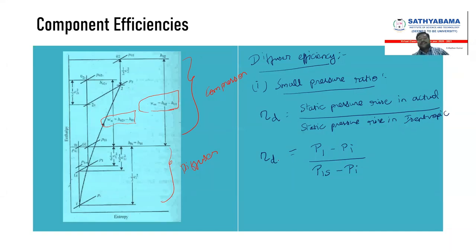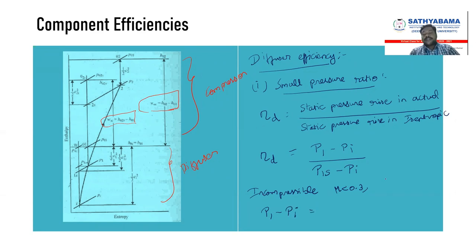In all these things, we are going to find the factor using incompressibility. For all the flow in a turbojet engine or a turboprop engine, in any case where the pressure ratio is small, the flow is said to be incompressible. That is, we are considering Mach less than 0.3. For Mach number less than 0.3 in the diffuser section, we have an alternative formula for diffuser efficiency. What is the alternative formula?